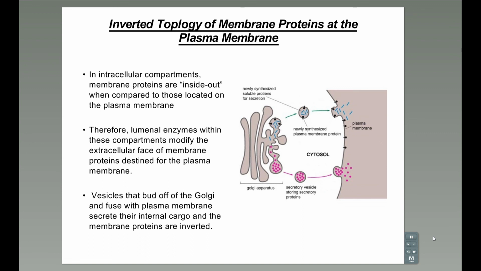And then when the vesicles bud off the Golgi headed for the plasma membrane, these lipid vesicles then fuse with the plasma membrane, spewing out their intracellular cargo, shown here as pink dots and blue sticks. But the membrane proteins and the lipids that made up the vesicle now become part of the plasma membrane.